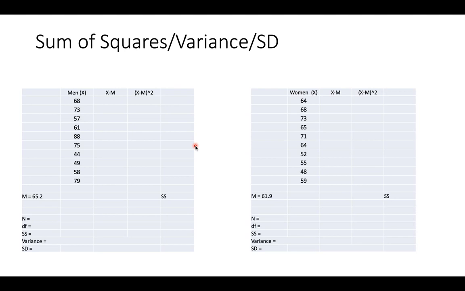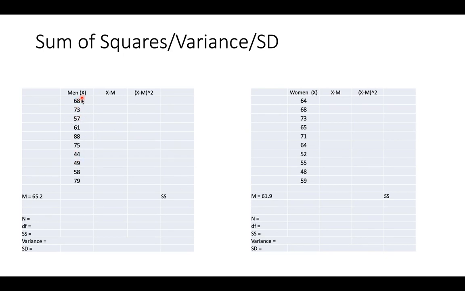Step 2 is probably the longest, most mathematically involved step. We need to take the data from both of our samples, so our sample of men, and over here, our sample of women, and we need to complete a sum of squares table so that we can calculate a variance and a standard deviation. So we take all 10 men and we find their mean, it's 65.2. And we take all 10 women and we find their mean, it's 61.9.